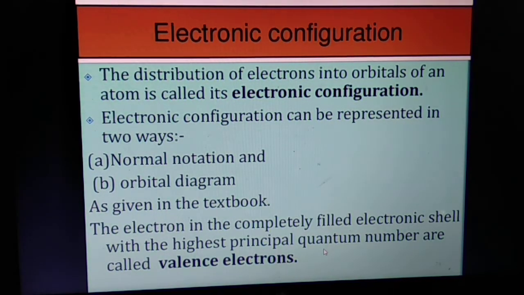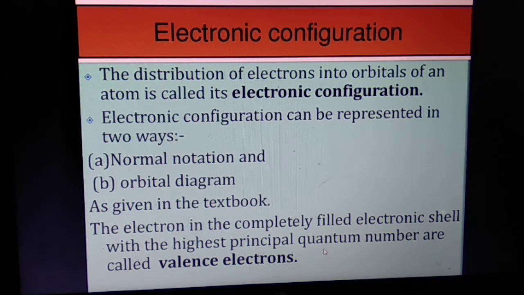So, the electronic configuration rule: the distribution of electrons into orbitals of an atom is called its electronic configuration. Electronic configuration can be represented in two ways, normal notation and orbital diagram, as given in the textbook. The electrons in the completely filled electronic shell with the highest principal quantum number are called valence electrons. So valence electrons means the electrons present in the valence shell, that is the outermost shell. And students, electronic configuration means the distribution of electrons into orbitals.